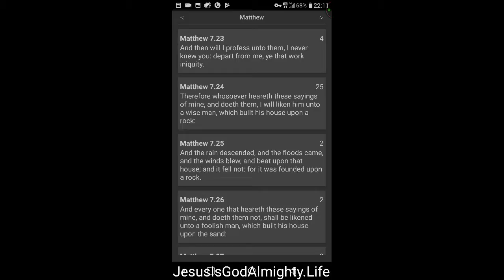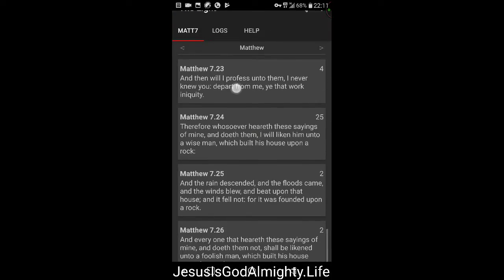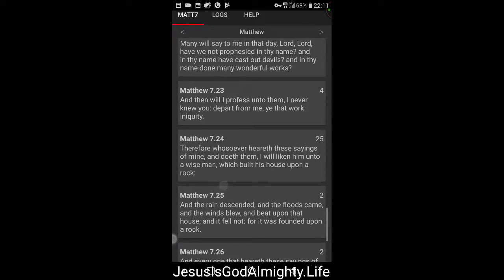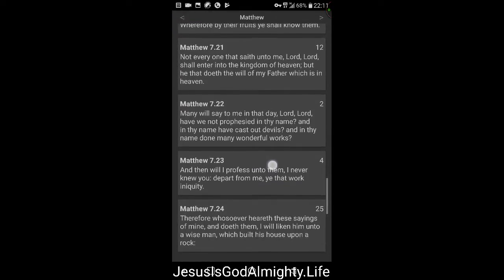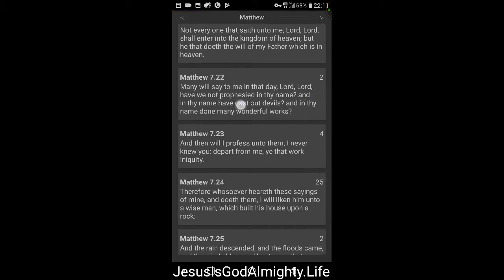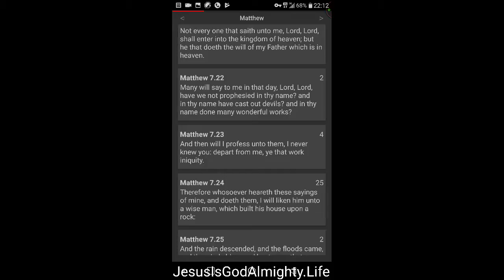And iniquity is lawlessness. In the Greek it is anomia, something like that. Of course, I guess this program can't really go behind that because it's only the King James Version, as I understand it. But anyway, I think the word is anomia, that is, without law. So what is the problem? What is the thing that Jesus is pointing out? Well, these people say, "Many will say to me in that day, Lord, Lord, have we not prophesied in thy name, and in thy name have cast out devils, and in thy name done many wonderful works?"